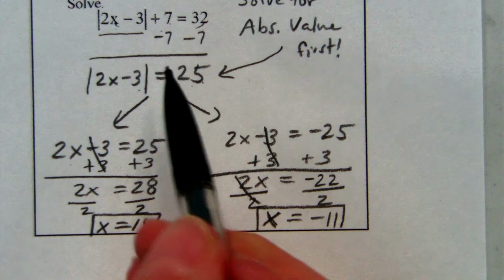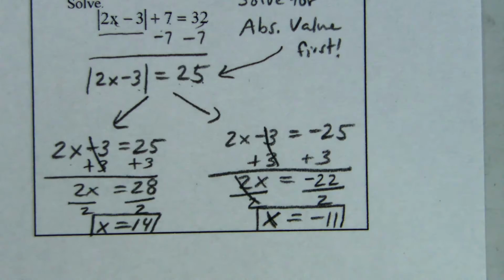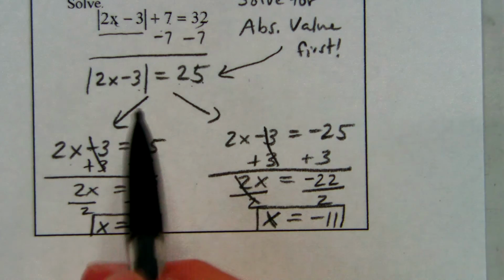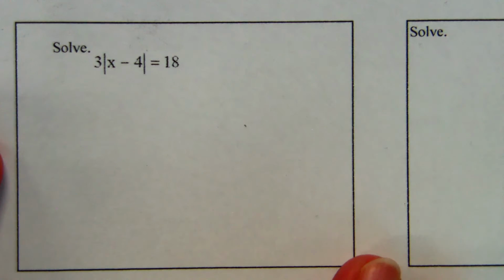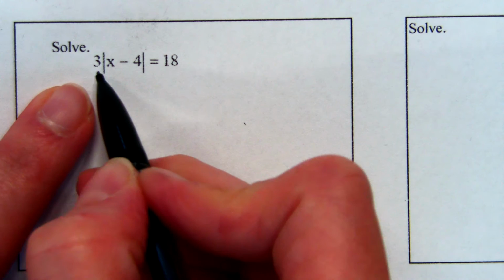So if there's something just added or subtracted on the outside of that absolute value, use addition or subtraction, whatever the opposite is, to get this absolute value by itself. Okay, the next one is slightly different. On the next one, I don't have something added or subtracted. I just have this 3 right here.